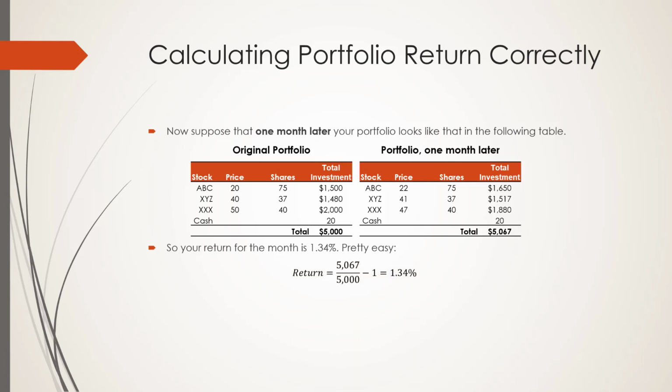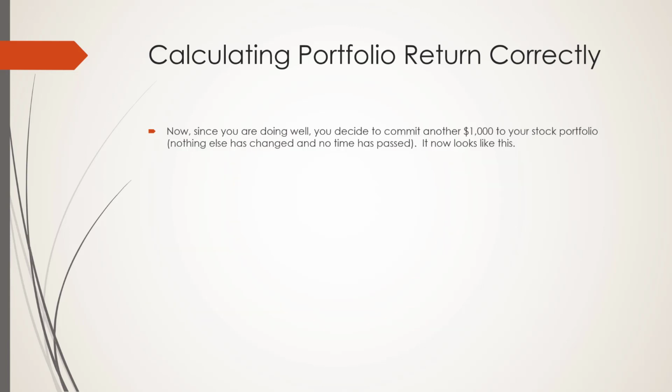So here's how we calculate that. You ended up the month with $5,067. You started with $5,000, and then we subtract 1, and you get 1.34%. Now, if we were to annualize that, it would come to 17.32%. And so the way that we get that, again, is we just add 1 to that monthly return. And since there are 12 months in a year, we raise that to the 12th power and subtract 1, and we get 17.23%.